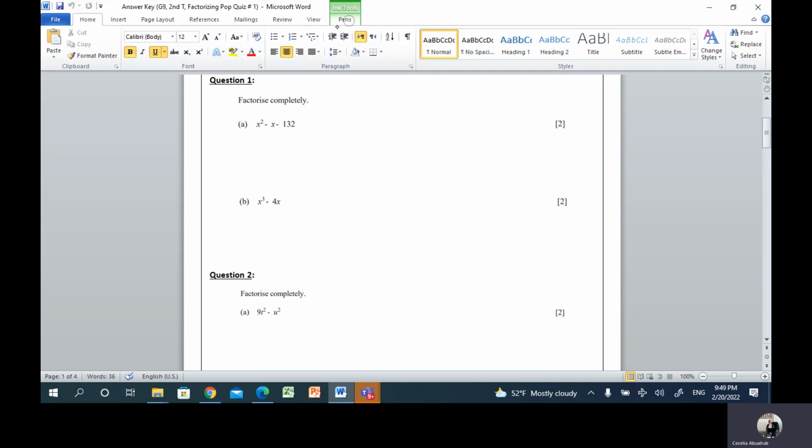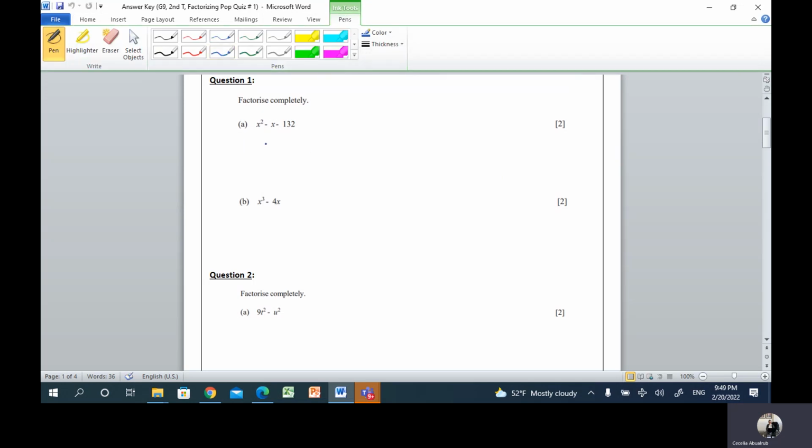So the first one, if you look at it, it's written in the form ax squared plus bx plus c. When we see it written in this form, we open two brackets and then we look at the last term, which is the c, and it's negative. If it's negative, then one bracket will take the addition sign and the other bracket will take the subtraction sign. The first term is x, x, and then 132. Let's find the numbers that when we multiply with each other will give us 132.